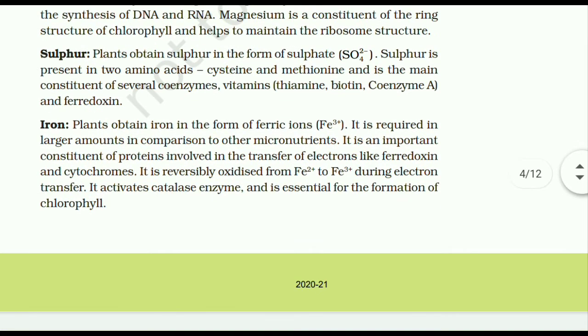Iron. Plants obtain iron in the form of ferric ions, Fe3+. It is required in larger amounts in comparison to the other micronutrients. It is an important constituent of proteins involved in transfer of electrons like ferredoxin and cytochromes. It is reversibly oxidized from Fe2+ to Fe3+ during electron transfer. It activates catalase enzyme and is essential for the formation of chlorophyll.